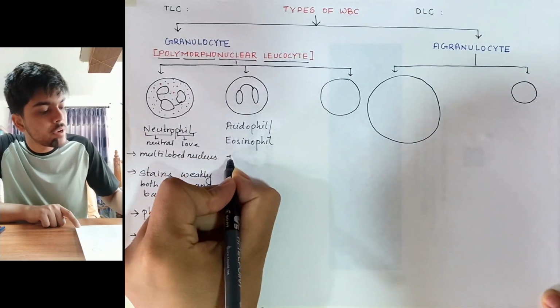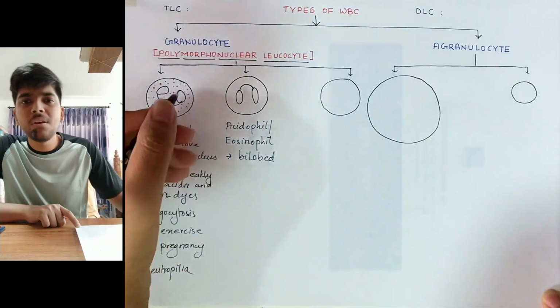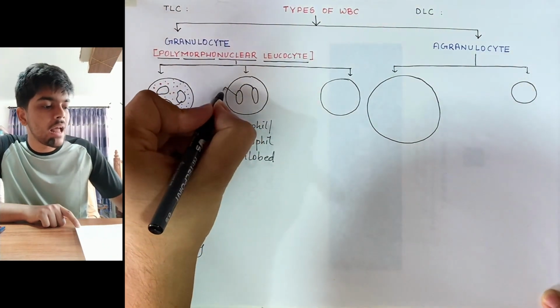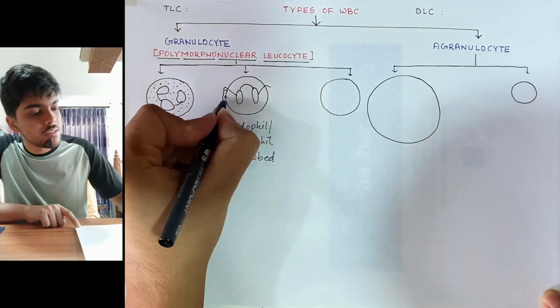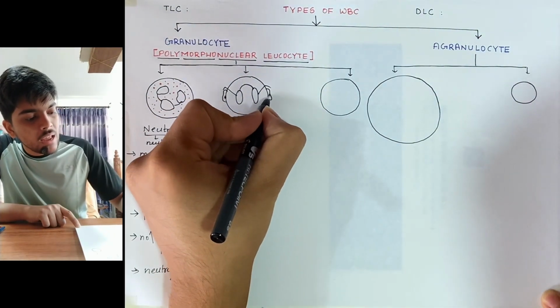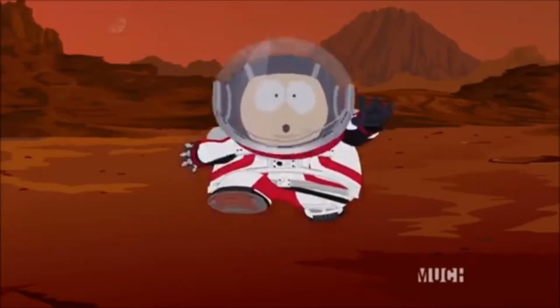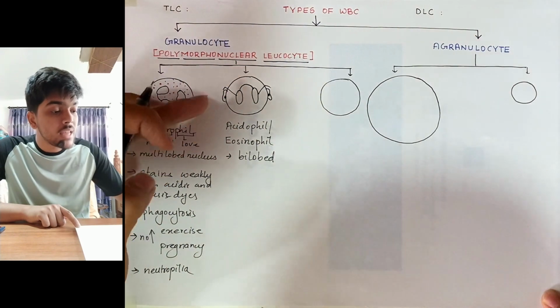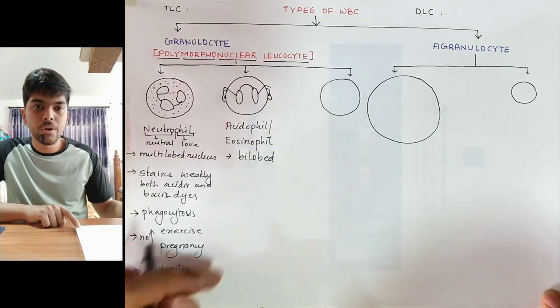So the nucleus that is present is bilobed. That is, it has two lobes and it looks like sunglasses. Let me put it on. Here's the ear of the cell. And as Eric Cartman from South Park would say, so the granulocyte with a bilobed nucleus is your acidophil or eosinophil.